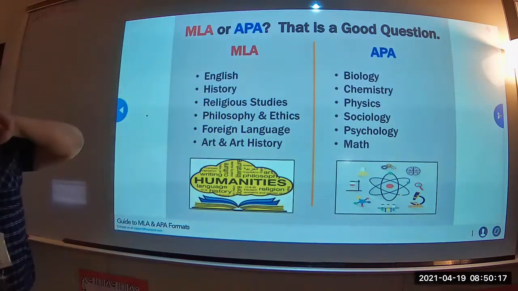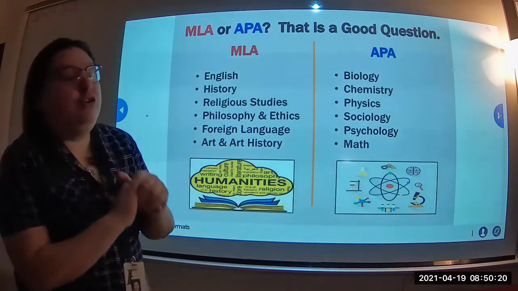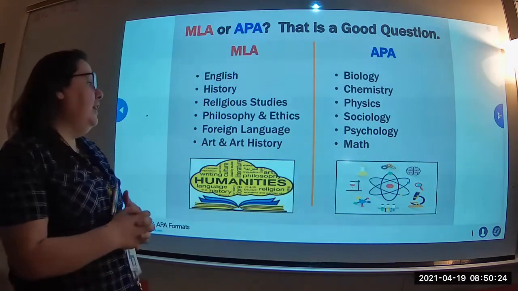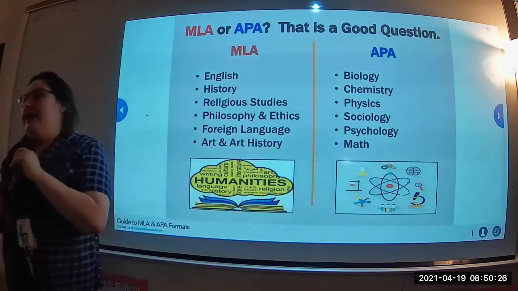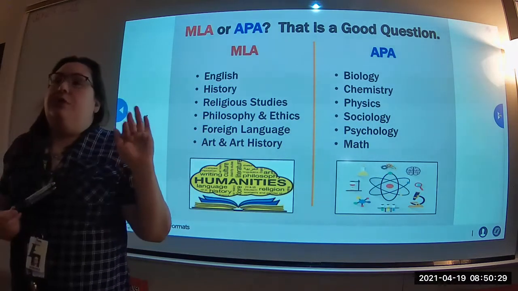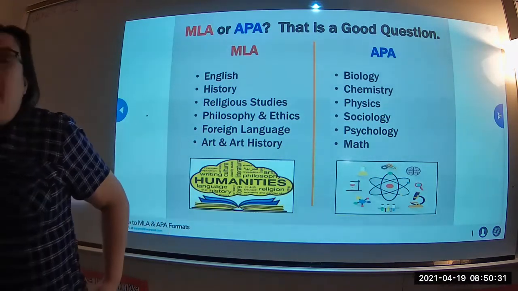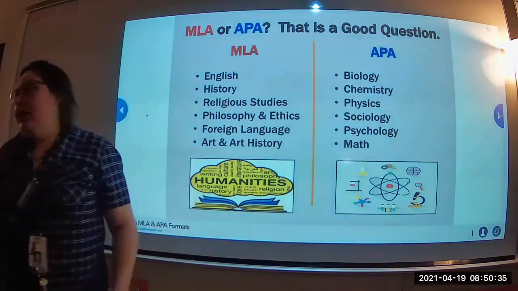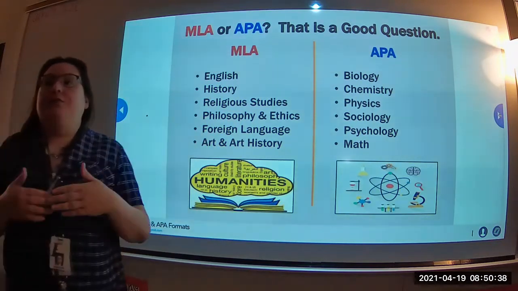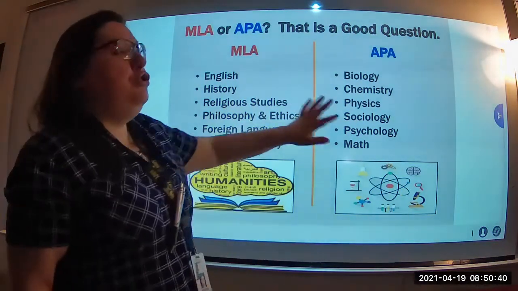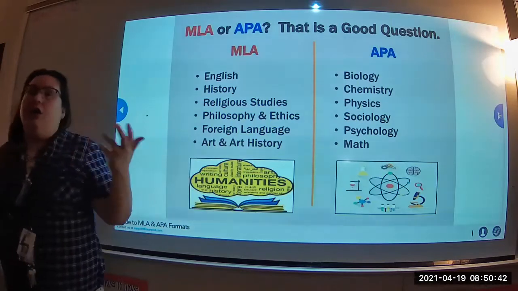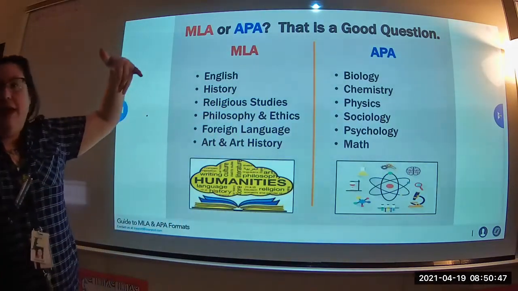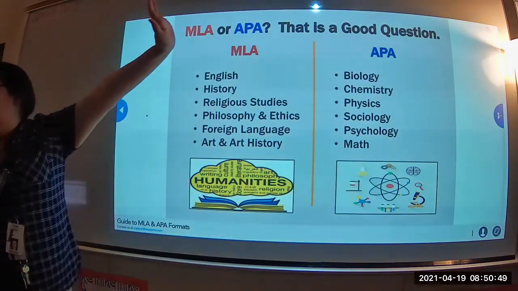So MLA, you're going to use for what we call the humanities. Okay, humanities are English, history, religious studies, philosophy, and ethics, foreign language, art, and art history. Now, it also depends on what your teacher says, right? I have been in some philosophy classes that want what's called Chicago style, which is a very rare style of paper formatting, because these are the two most popular that you'll use, but there are other ones. So we're just going to focus on these. So in this class, you will always use MLA, okay?